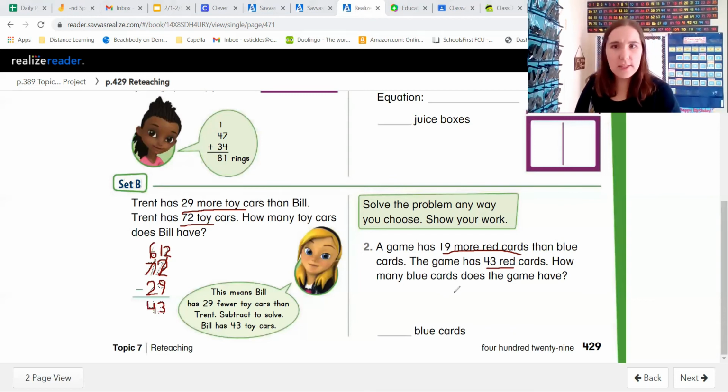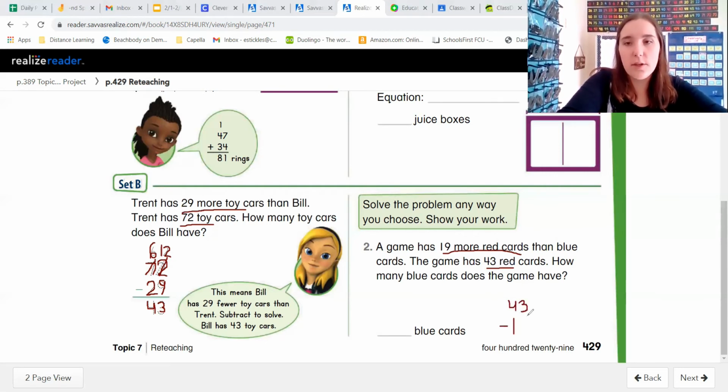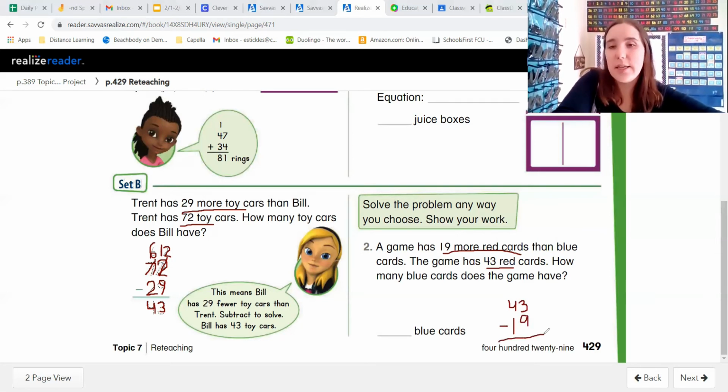Okay, let's look at how we should set this up. We know that there are 43 red cards. We also know that there are 19 more red cards than blue cards. So to find the number of blue cards, I'm going to take the total number of red cards, which is 43, and I'm going to subtract the difference that they told us we have between red and blue. So I'm going to do 43 minus 19.